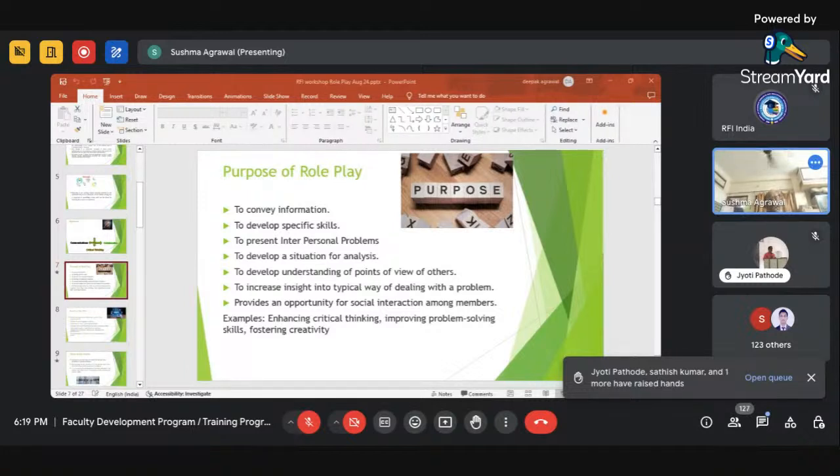Similarly, when students face such types of problems, it helps to understand the pain, the shortcomings, the weaknesses of their teammates who are performing different roles, to increase insight into the typical way of dealing with a particular problem. So it provides a way to get deep insight about a specific problem, and to identify and overcome such problems. It also provides an opportunity for social interaction amongst members.